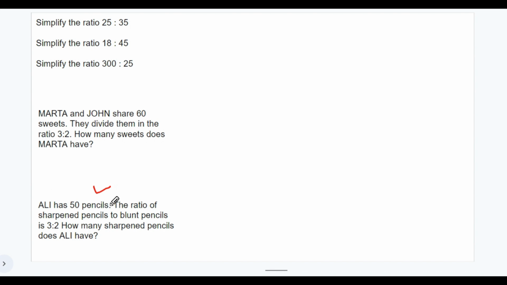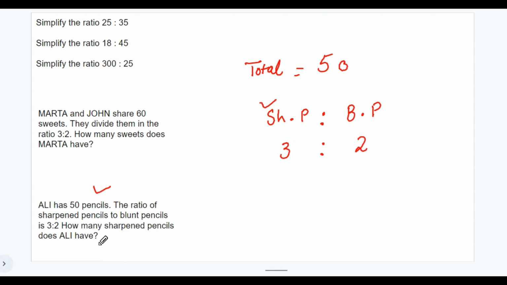Ali has 50 pencils. How many pencils does he have? 50. Now this is the total number of pencils, right? So the ratio of the sharpened pencils, SH.P is for sharpened pencils, and 2 blunt pencils, B for blunt and P for pencils, right? Sharpened pencils to blunt pencils. What is the ratio? 3 to 2. Understand? Now what do we need to find? We need to find how many sharpened pencils Ali has.